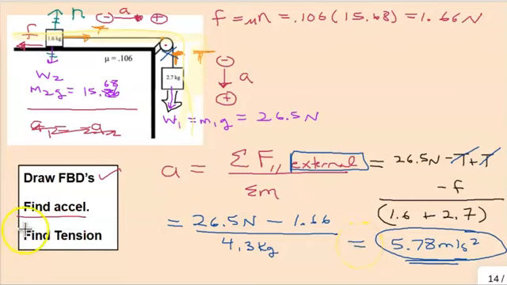The other way to check your work before we do the tension part is this tension's 26.5. Sorry, this weight is 26.5. Oh, we haven't found the tension yet. Never mind. Okay, so check your work: less than 9.8.